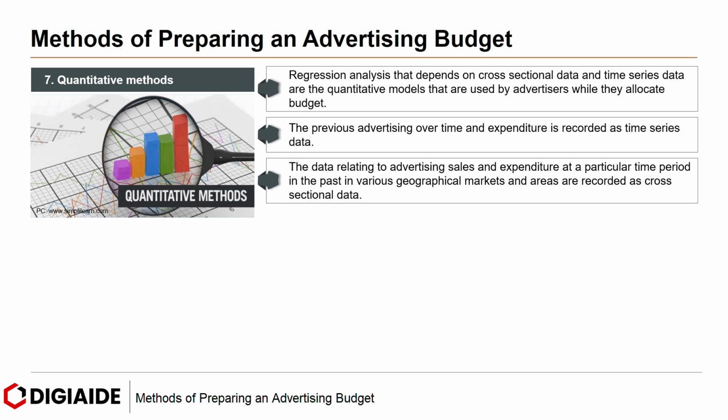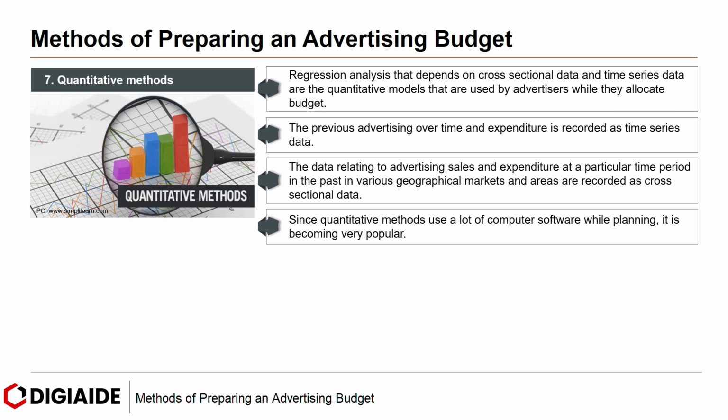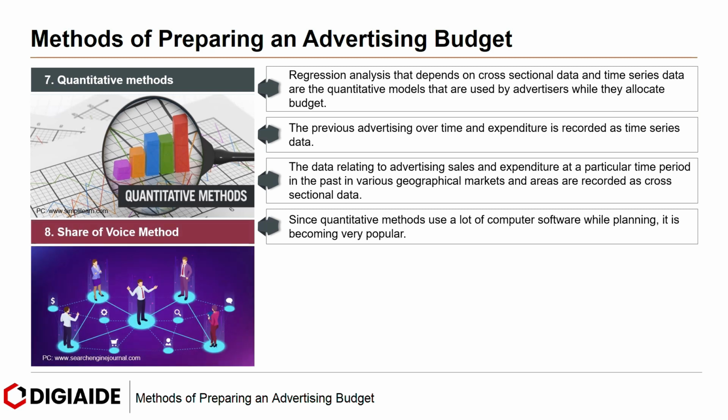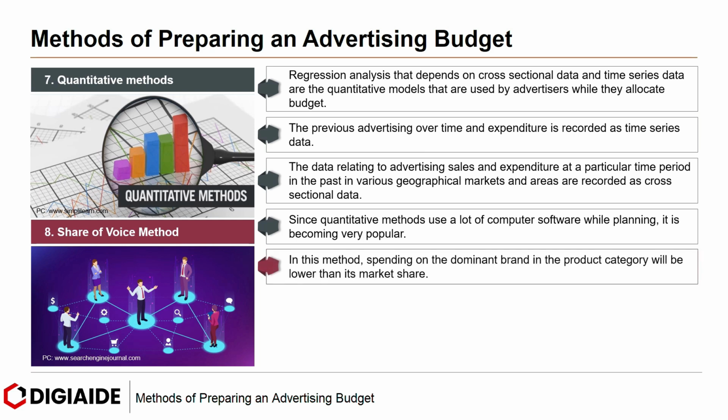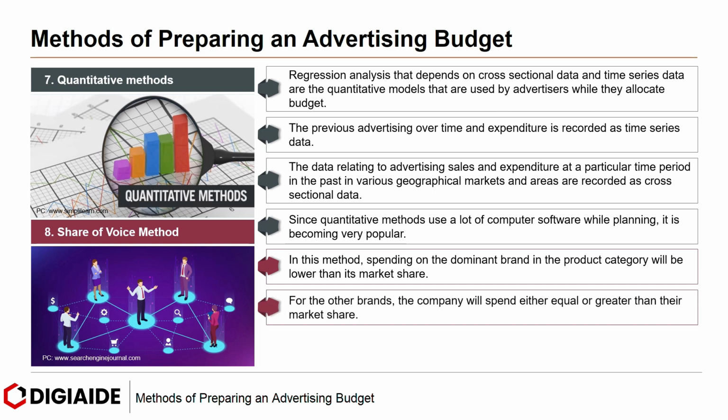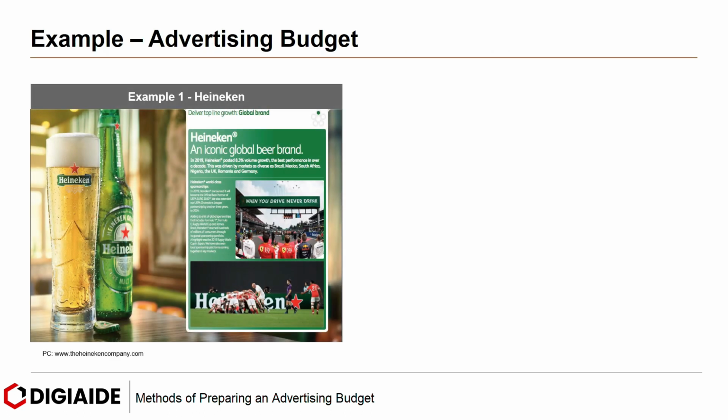Since quantitative methods use a lot of computer software while planning, it is becoming very popular. And finally, share of voice method. In this method, spending on the dominant brand in the company's product category will be lower than its market share. For the other brands, the brand will spend either equal or greater than their market share. Moving on to some examples of advertising budget.